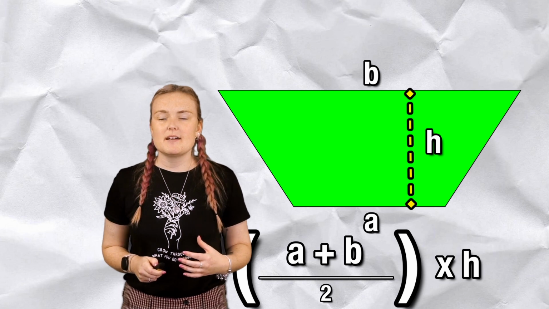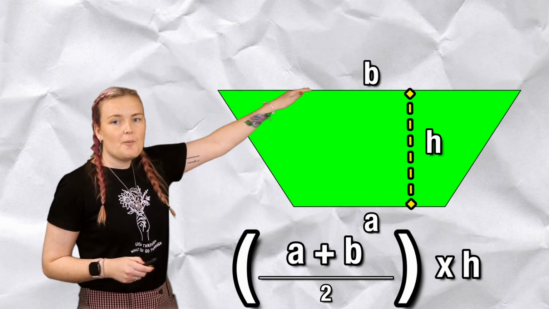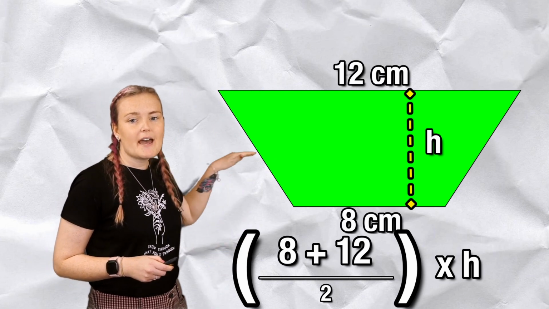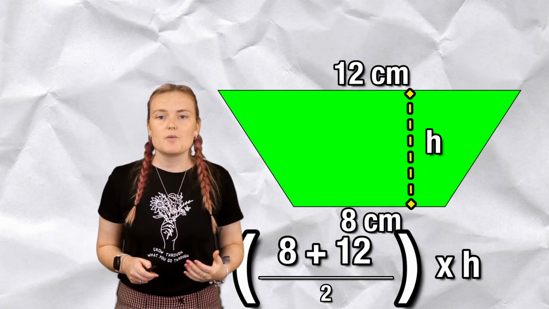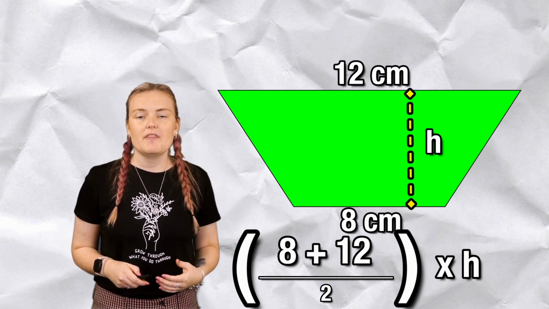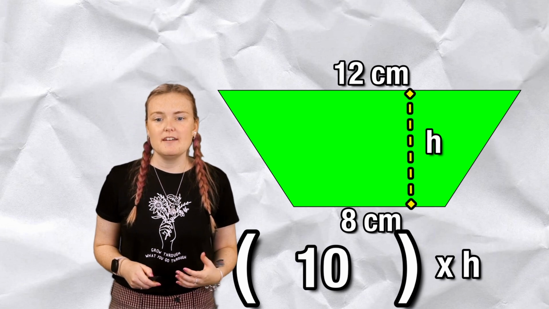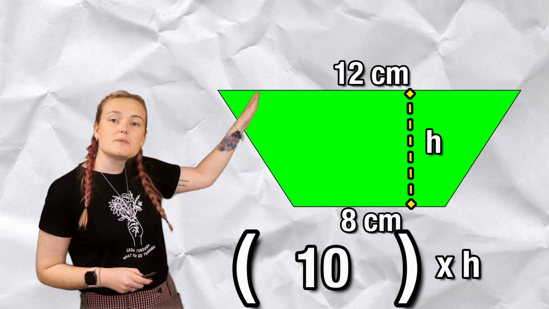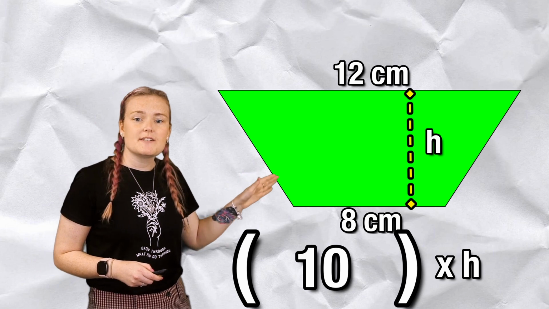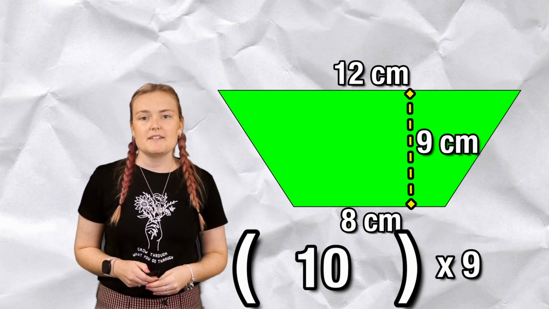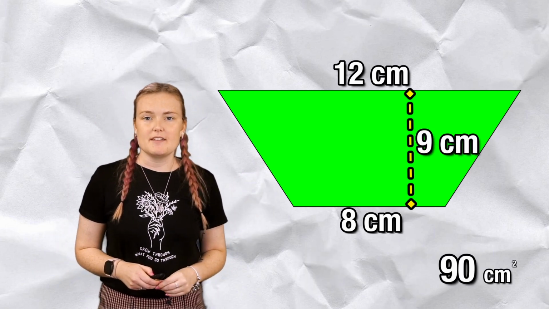So if we look at this example here, I've got my top is 12, my bottom is 8, so I'm going to add those together. 12 plus 8 is 20. Then I'm going to half it, which is 10, and I'm going to times by the distance between them, which is 9, and 10 times 9 is 90, and the units are centimetres squared.